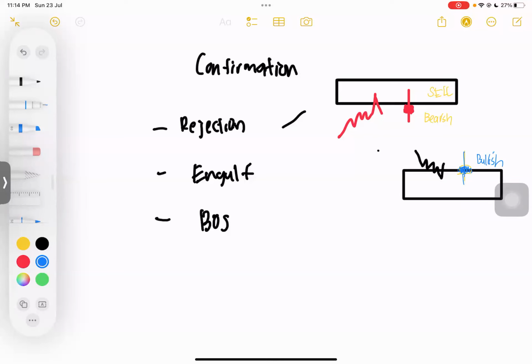If it's a long wick but a bearish candle at the buy zone, is it still considered a rejection? Yes, but not for entry. This is called a high risk entry. It's still considered a rejection, but it will be considered a high risk entry.